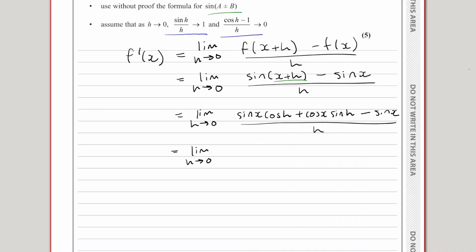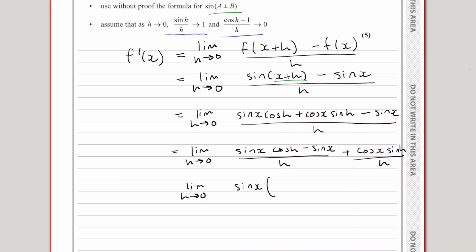So if we get our sine x's together, sine x cos h minus sine x, and then we'll factorize out the sine x, and we'll get our cos by itself. And we can factorize out that as well. So the limit as h approaches 0 of sine x times, so factorizing out the sine x leaves cos h minus 1, and factorizing out the cos x just leaves sine h over h.